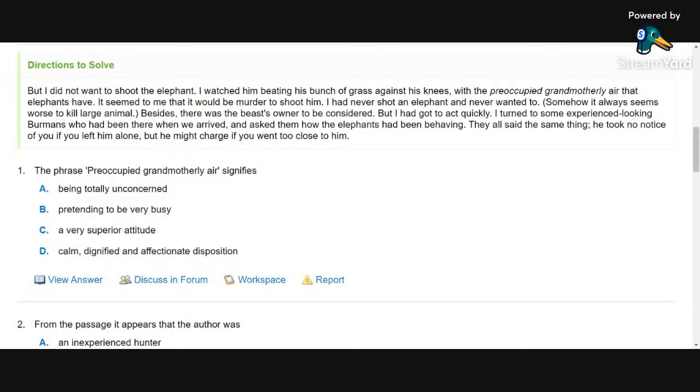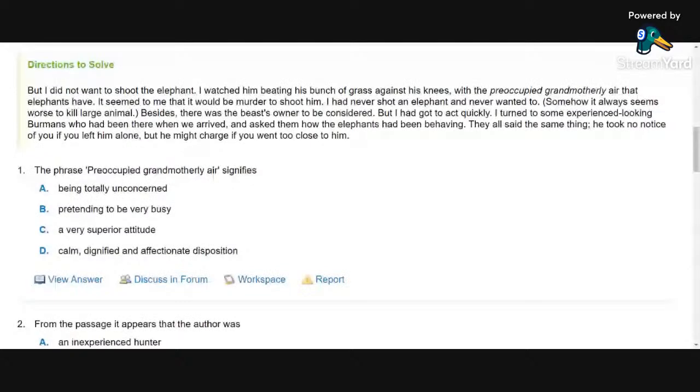Yes, that grandmotherly word is close to being calm, because of "preoccupied grandmotherly air." See, that doesn't mean totally unconcerned. So not option A, pretending to be very busy. Grandparents won't be busy, so not option B. Option C, a very superior attitude? No. Option D, calm, dignified, and affectionate disposition. That is how we relate to grandparents, correct? So that is also one of the reasons. "Preoccupied grandmotherly air", that is why option D is the right answer.